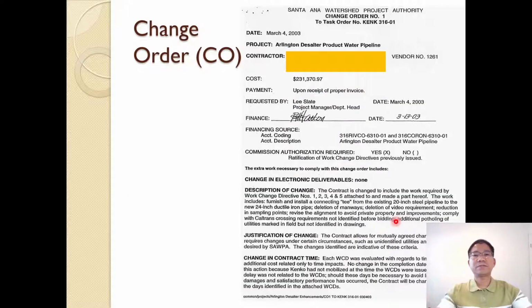And change orders are basically the owner issuing an official change to the contract. In this case, the Santa Ana Watershed Project Authority issued the change order for the Arlington Desalter Products Water Pipeline, and the cost involved for that change order is 231,000.